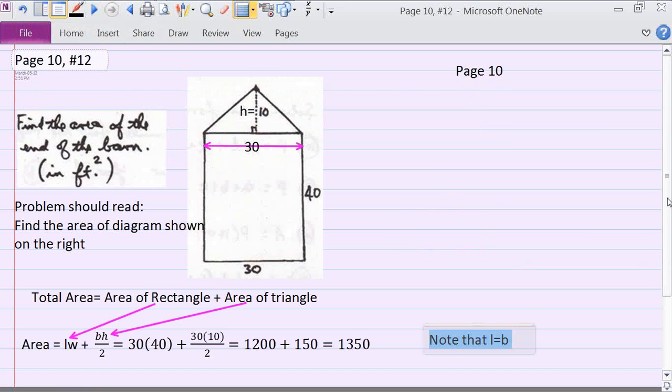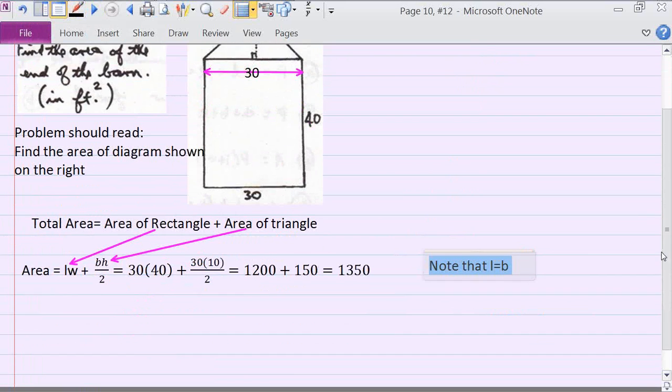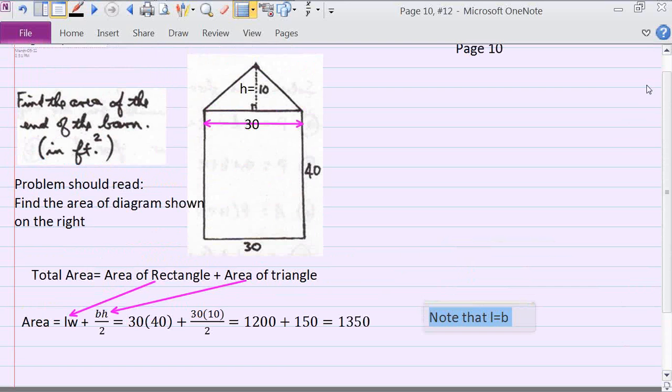So the last problem on page 10 that we're going to do is to find the area of the end of the barn. Well, I looked at the answer in the manual to this, and I think the problem should read, find the area of the diagram shown on the right. So that's what we're going to do. We'll also find the area of the barn.